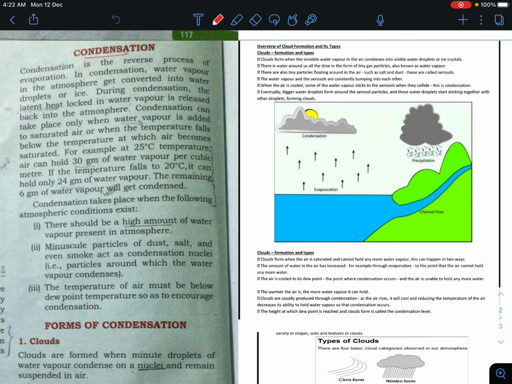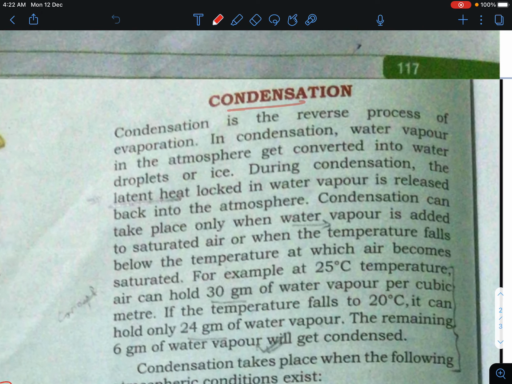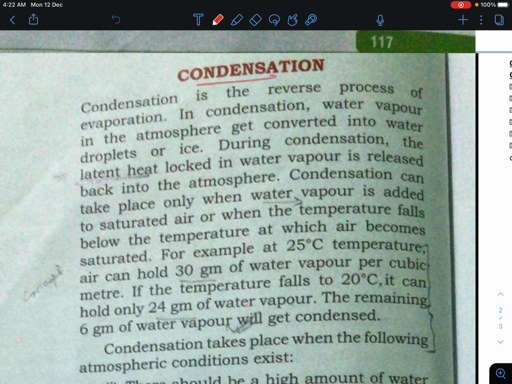In this session, we are covering the topic of condensation. This is a very important topic, okay? Now, condensation is the reverse process of evaporation.